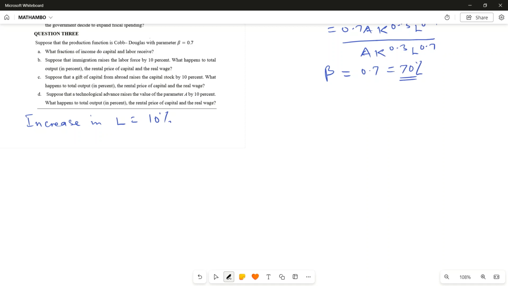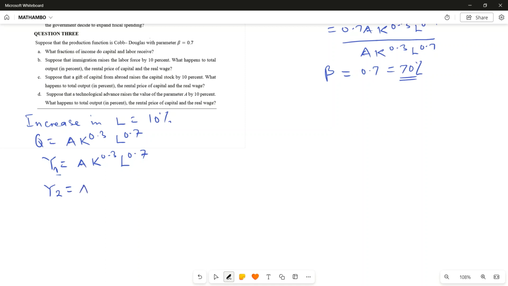Great. So our production function is AK to the power 0.3, then labor to the power 0.7, which means that our output Y is equal to AK to the power 0.3, then labor to the power 0.7. So let's call this our Y1. So our initial level of output before the increase in labor is equal to that. Then let's find our Y2, and this Y2 should now have the influence of this 10% increase in labor.